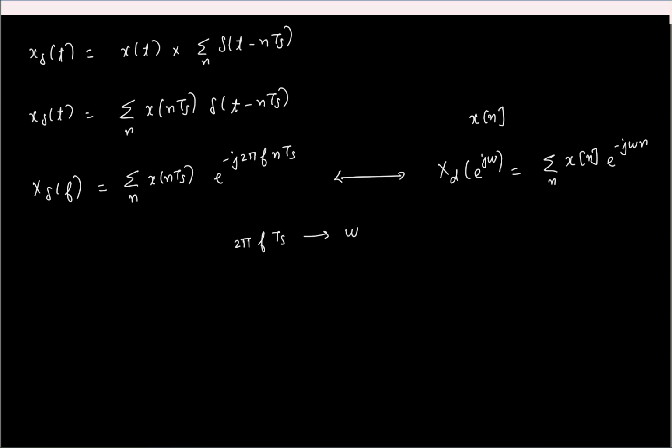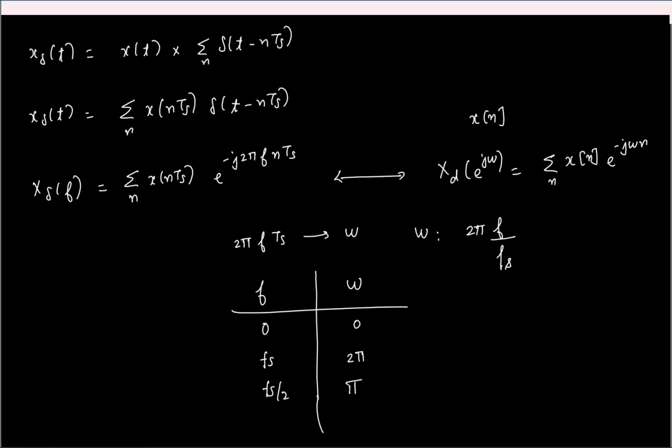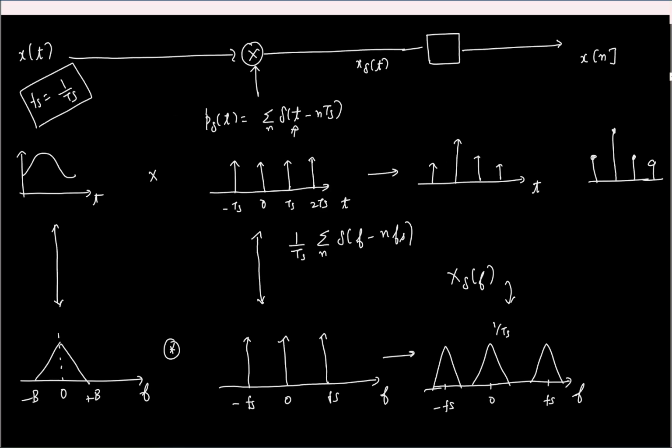If you have a continuous time frequency f, when you sample it at a frequency fs, the resulting discrete time signal will have a frequency which is 2 pi f by fs. The same thing again and again. So let's get some values. If the continuous time frequency is 0, what is the corresponding discrete time frequency? If it is fs, fs corresponds to 2 pi, fs by 2 is pi, and so on. Great. So again, the only thing we have to do is, in this spectrum, replace the frequency axis by our omega, that's all.